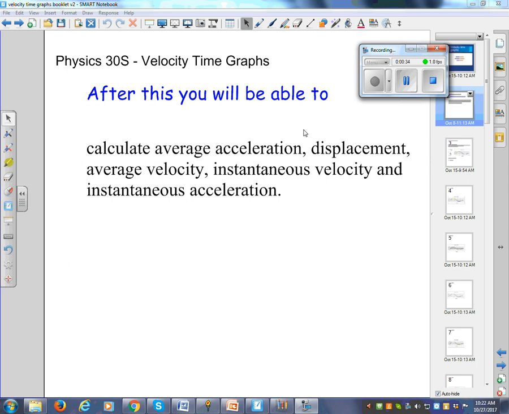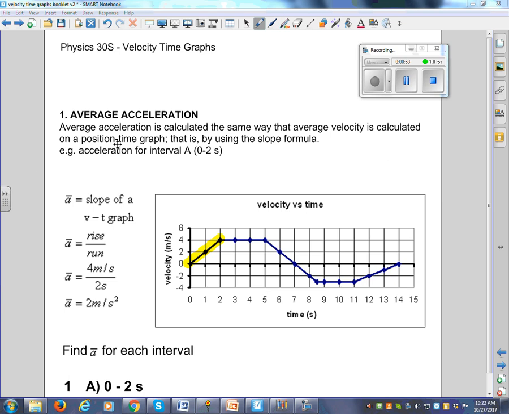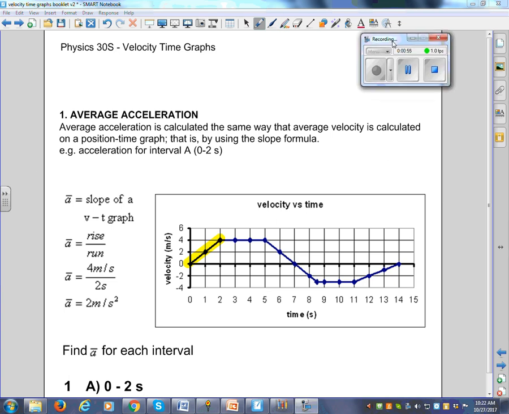So when I say after this, you'll be able to calculate average acceleration, displacement, average velocity, instantaneous velocity, and instantaneous acceleration, I'm lying because I think all we're looking at today is this one here. Oh, and maybe that one. Okay? So now remember, I've introduced you to velocity time graphs. We've drawn them, we've talked about them, we haven't really done a whole lot of math on them, and so that's sort of today's topic.